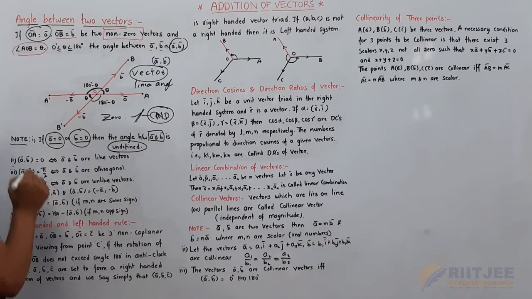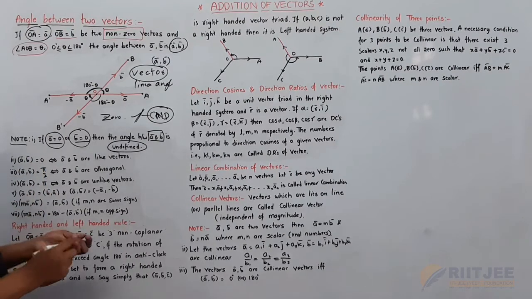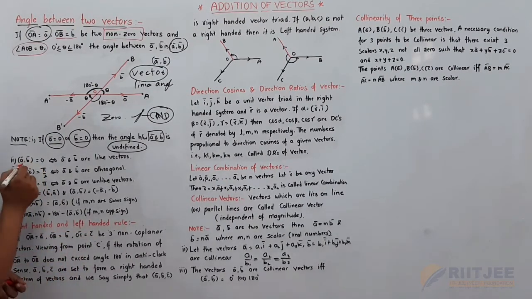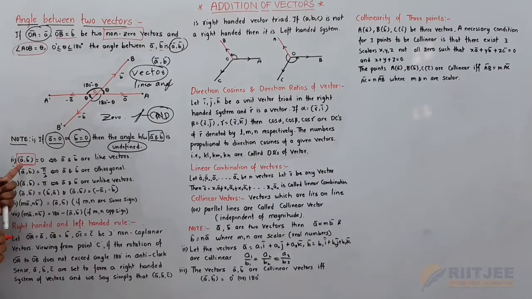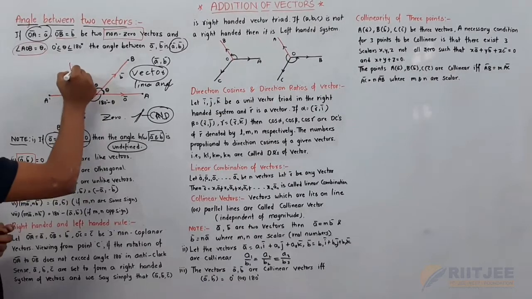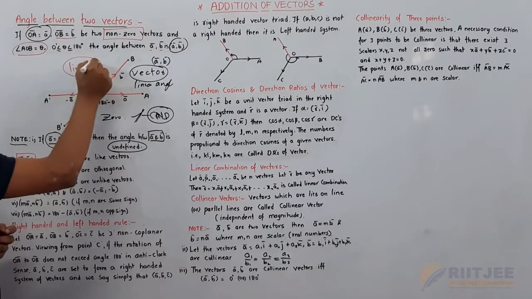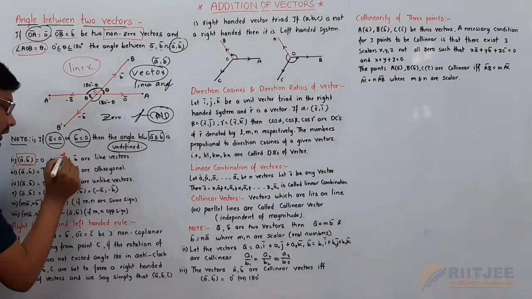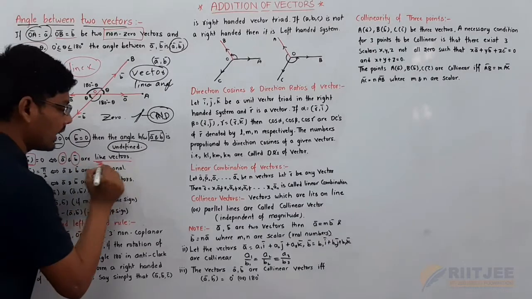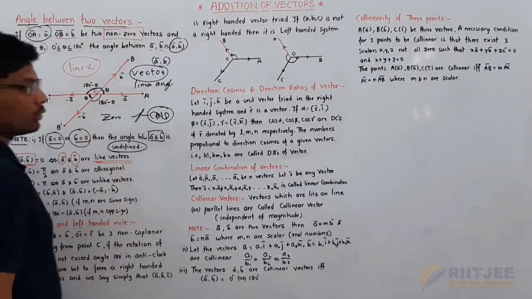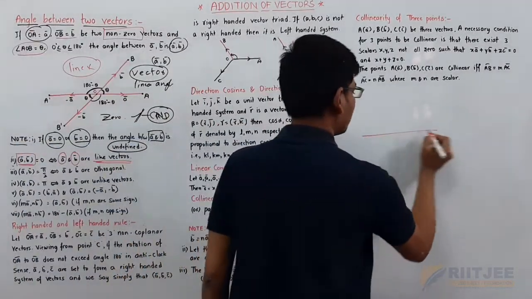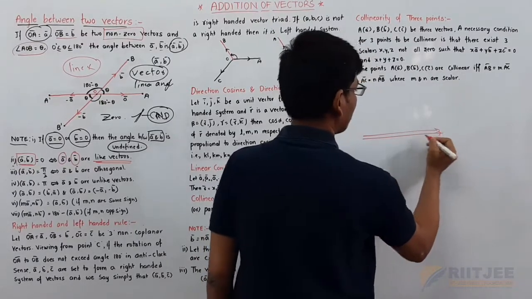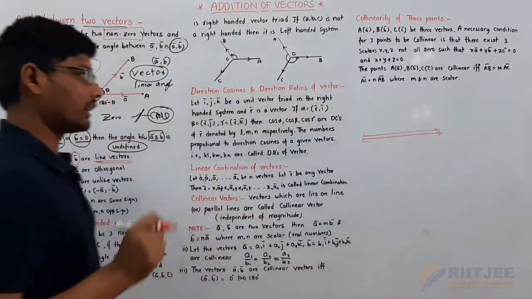And this representation, the angle (A bar, B bar), is nothing but the angle between two vectors, not lines here. These are two vectors here. If the angle between two vectors A bar and B bar is equal to 0, then the vectors are said to be like vectors.